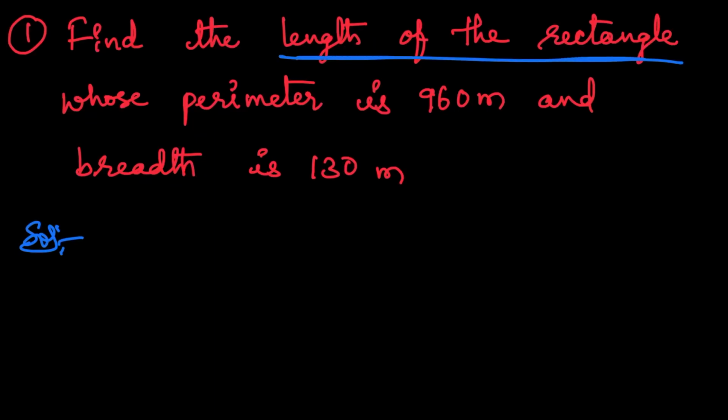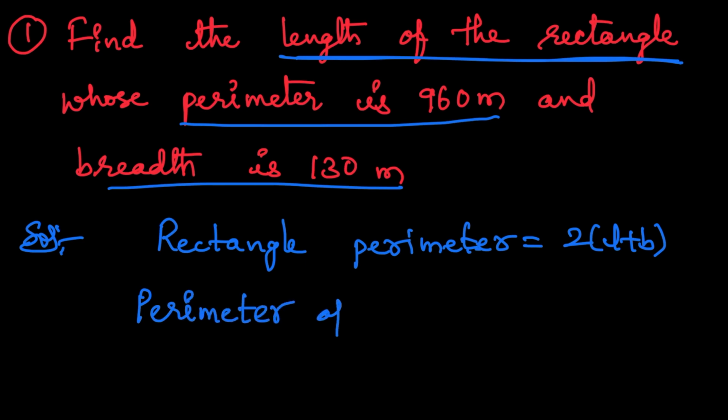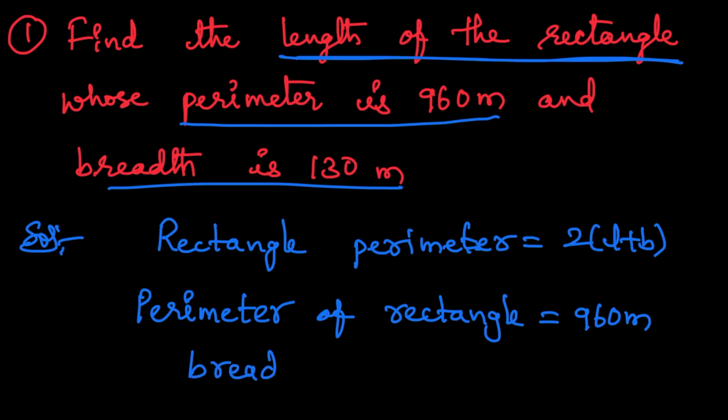Find the length of the rectangle whose perimeter is 960 meters and breadth is 130 meters. Perimeter of a rectangle is equal to 2 into (L plus B). They have given the perimeter of the rectangle, 960 meters. What is the breadth? Breadth is equal to 130 meters.